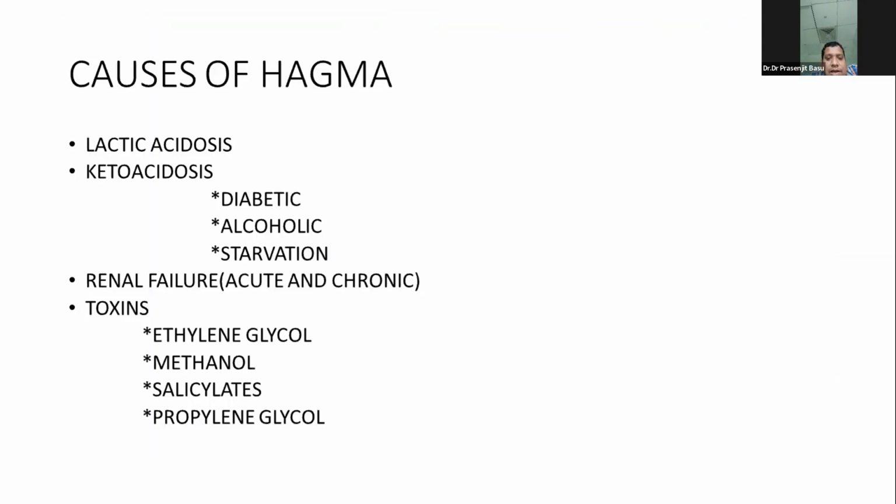Causes of high anion gap metabolic acidosis: lactic acidosis and ketoacidosis. Ketoacidosis comprises diabetic, alcoholic, and starvation. Renal failure, both acute and chronic. Toxins: ethylene glycol, methanol, salicylate, and propylene glycol.